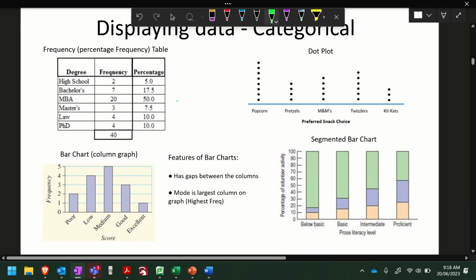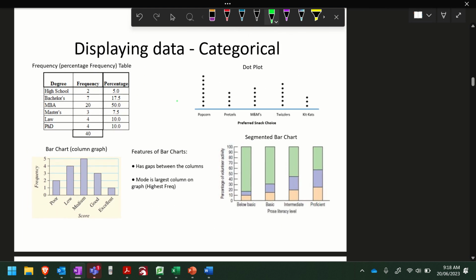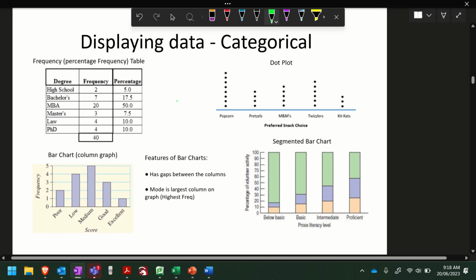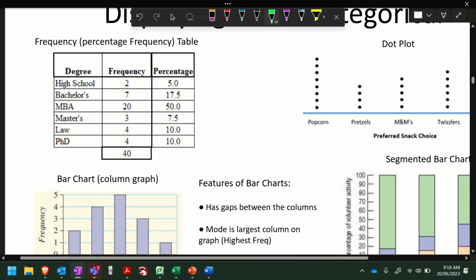All right. Types of data. Here we go. You've got frequency tables, so this is for categorical data. You can see there you've got some sort of variable here, and you're counting how many of each, and then coming up with a percentage of it overall.